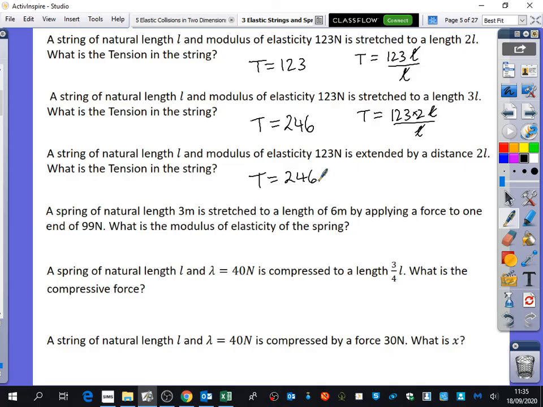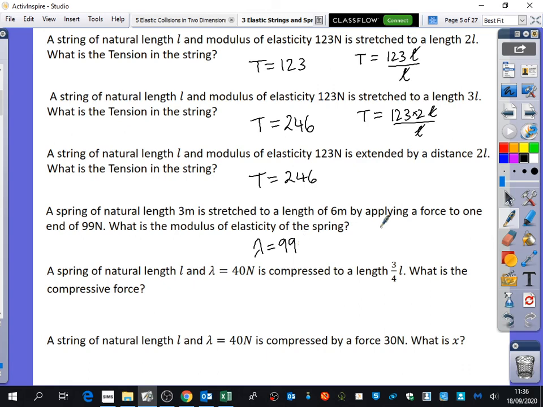Okay, this one, what's going to be the modulus of elasticity and why for this one? It's 99. Yeah, why is it 99? It's doubled in length. Okay, it's gone from 3 meters to 6 meters. So that is the definition of the modulus of elasticity. It's the force required to double the length. Again, x is the extension, not the new length. No, not the total length.